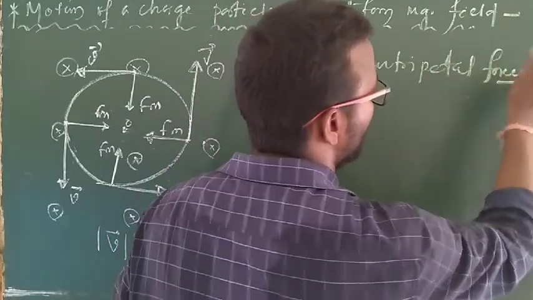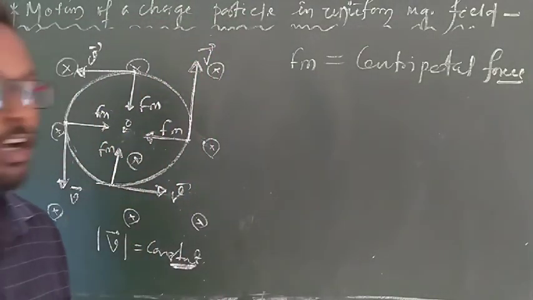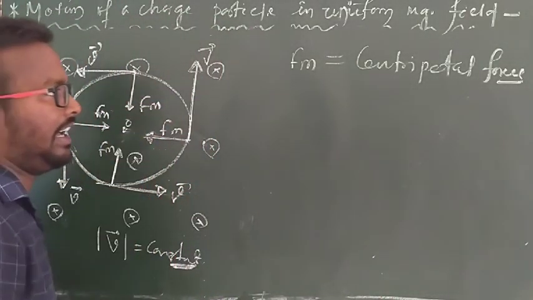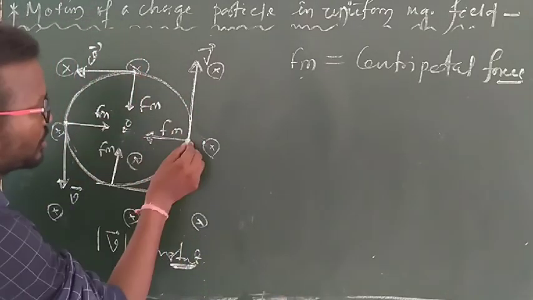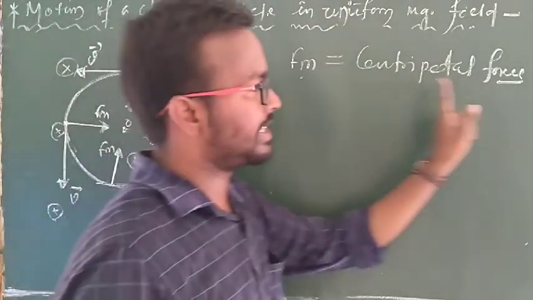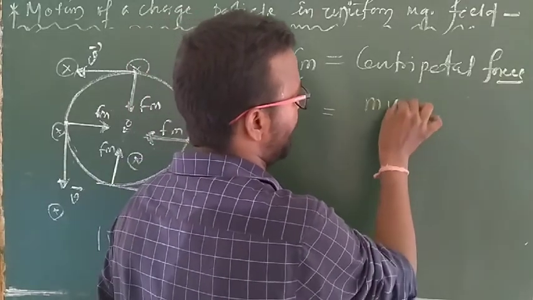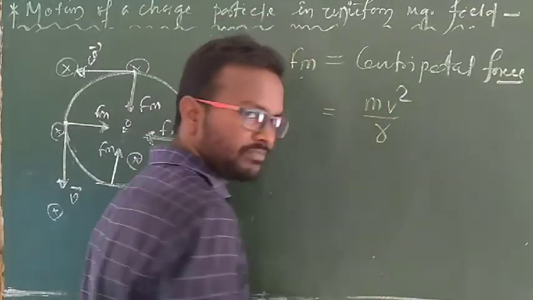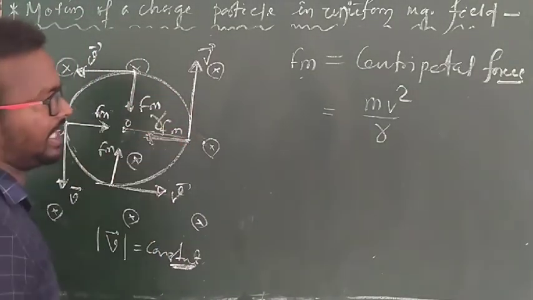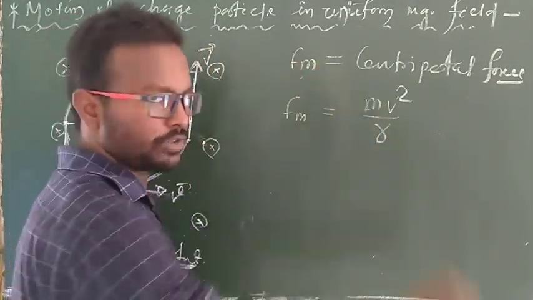So what is centripetal force? Centripetal force is the type of force which moves a charged particle in a circular path, and its direction is always towards the center of the circle. We know the value of centripetal force is equal to mv square by r. Suppose this is the circular path, and if you take the radius of the circular path r, then mv square by r is equal to the magnetic force.